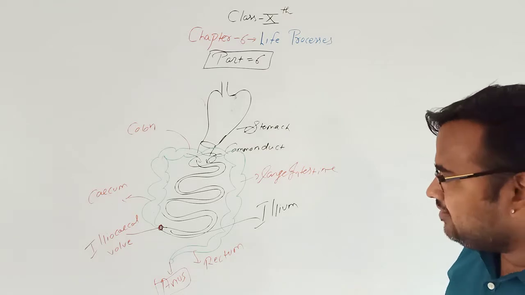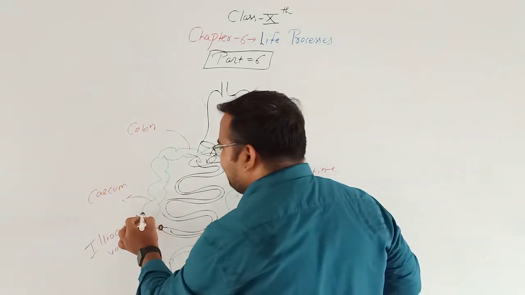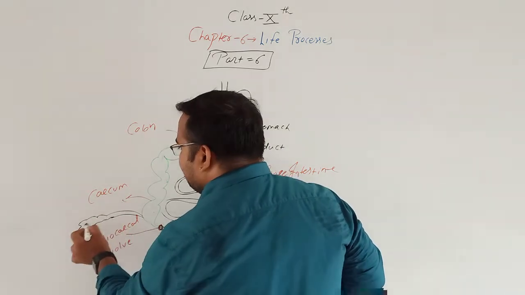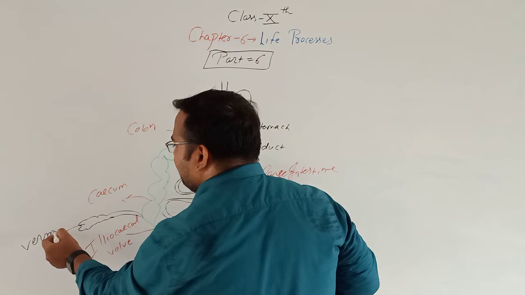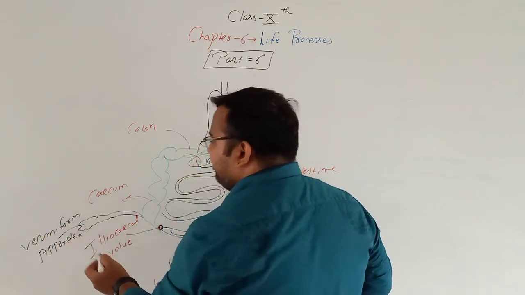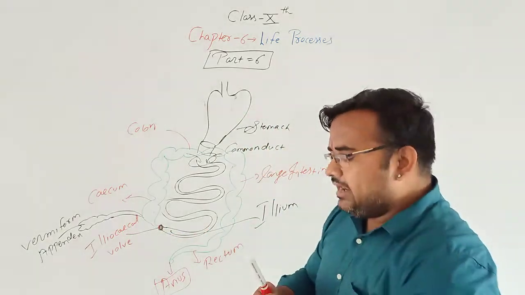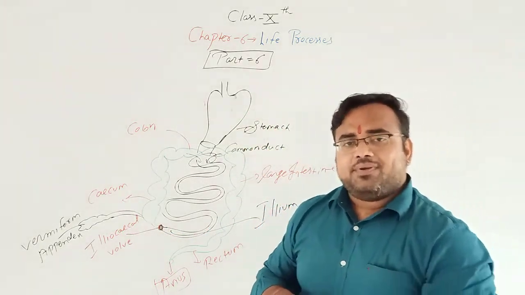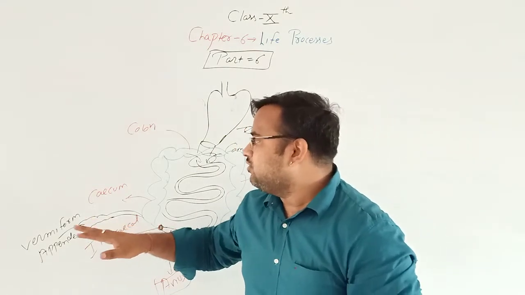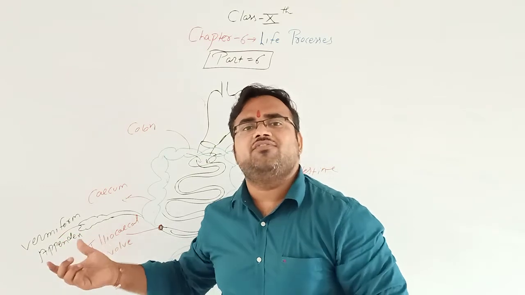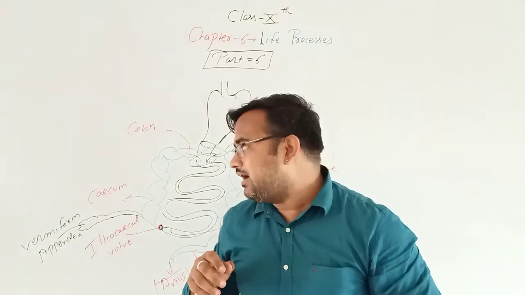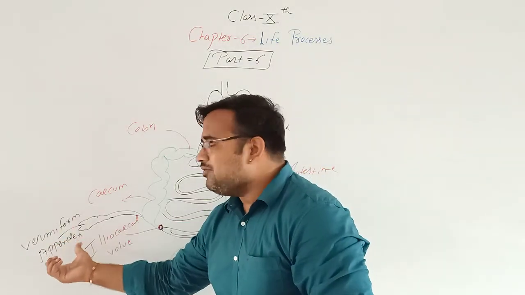Now one more thing, there is a vestigial structure present in the large intestine. It is known as the vermiform appendix. Now what is the function of the vermiform appendix? At the present time, the vermiform appendix is not in use. It is the vestigial part of our alimentary canal. The question can be, what is the vestigial part of our alimentary canal? That means it is the vermiform appendix.